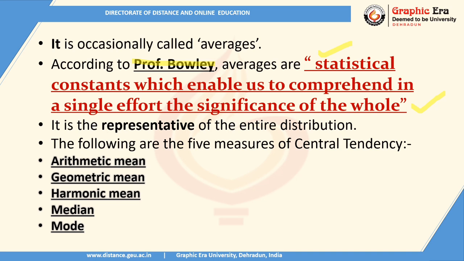First one is arithmetic mean. Second one is geometric mean. Third one harmonic mean. Fourth median, and fifth is the mode. So in this particular lecture we will discuss all these five.